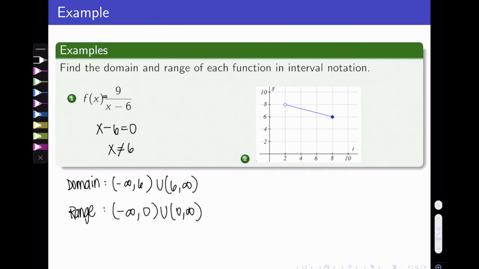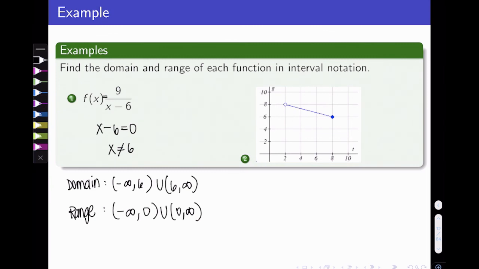You can take a look at the basic toolkit of functions in section 1.1 of your textbook to review some common forms of functions that we're going to be seeing and their associated graphs. Now, if we take a look at the graph in part 2 of this example, we can see that on the left side, there's an open circle, and on the right side, there's a closed circle, and so that's going to associate with parentheses and brackets respectively.